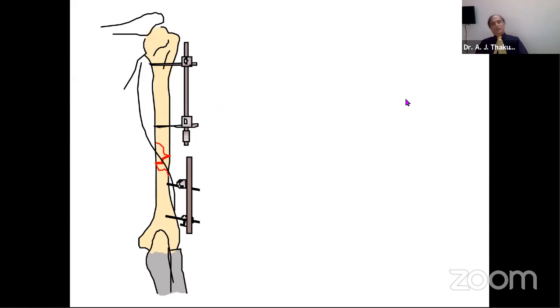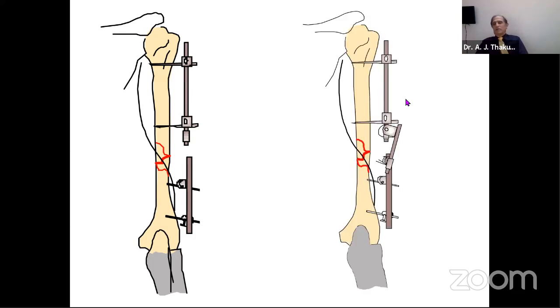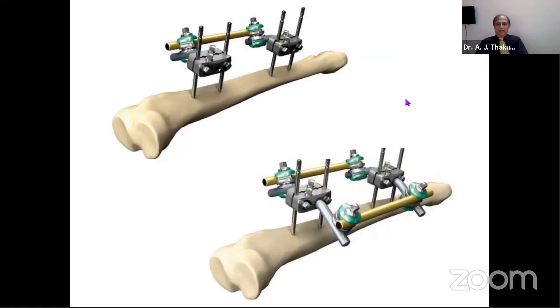In the upper limb, one has to be careful about the nerves, and so you can space the two handles and then connect them as required. More designs, just for fancy stuff. This is the standard one, and if one felt that this was not adequate, an additional rod could be placed there. As I said, the more the rods, the more the stability. This fixation would be far sturdier than this fixation. So more rods, more stability.